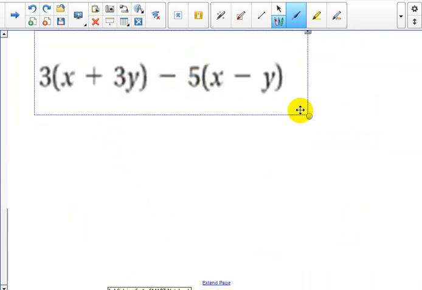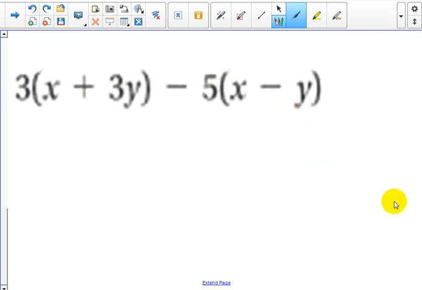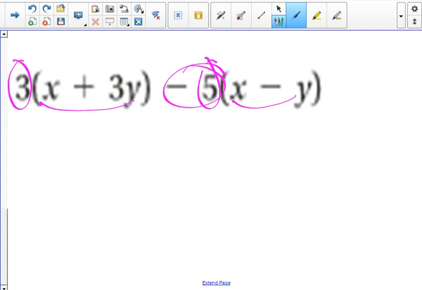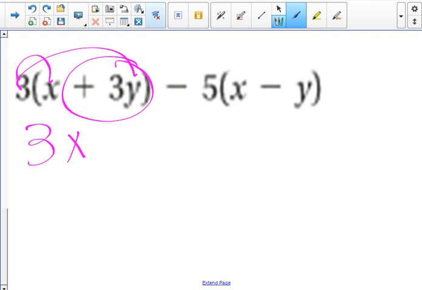All right, so the first thing we need to do is follow that PEMDAS. We have to distribute first, right? There's nothing we can do inside the parentheses. So there's no exponents, but there is multiplication. There's this multiplication and that multiplication, right? So let's do the distribution first. So 3 times x is 3x, 3 times 3y, and it's a positive 3y, so positive 9y.